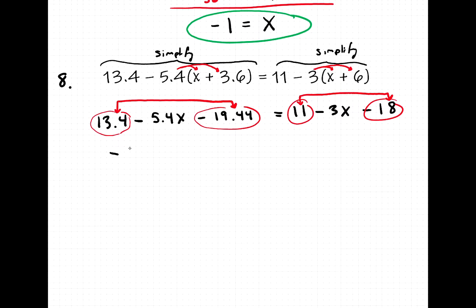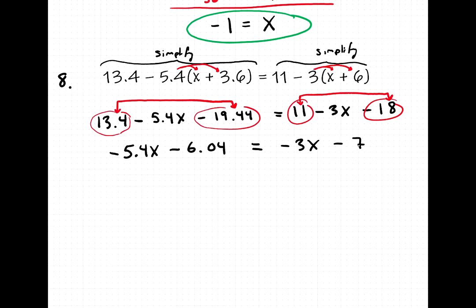Okay, so we still have this minus 5.4x, and we combine our like terms, so we have a negative 6.04. Then on the right, positive 11 minus an 18, that will be a minus 7. So we have a minus 3x and a minus 7.